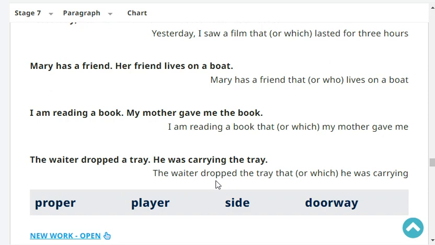I am reading a book. My mother gave me the book. I am reading a book which my mother gave me.